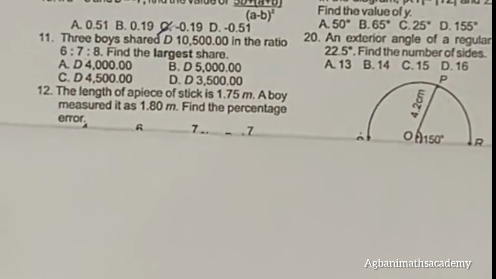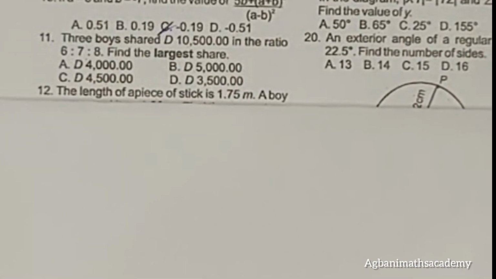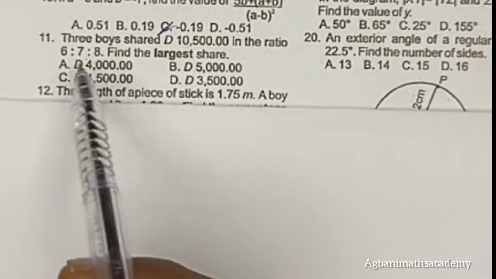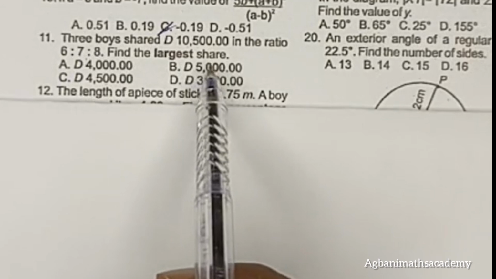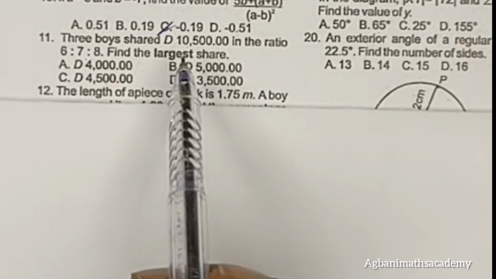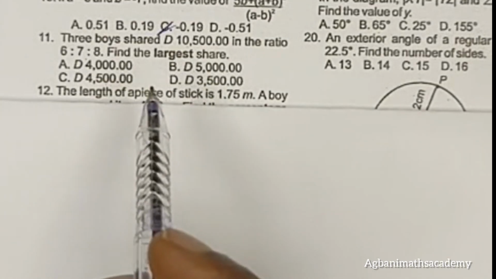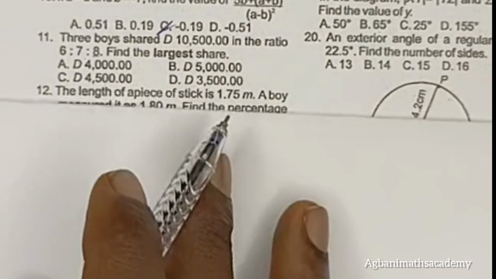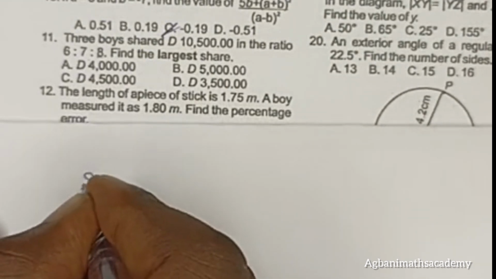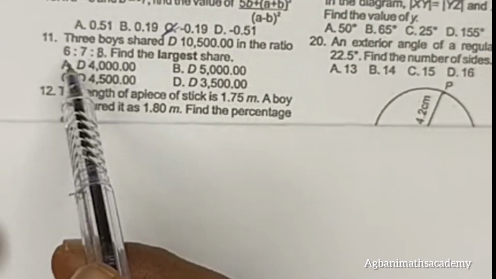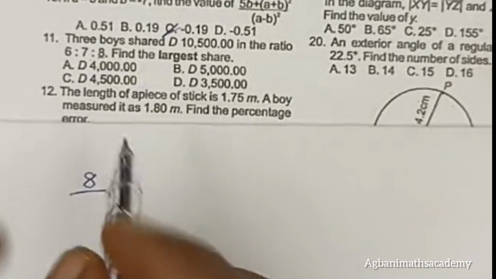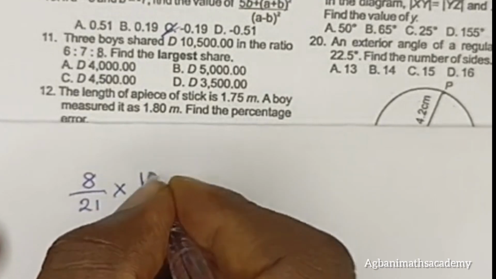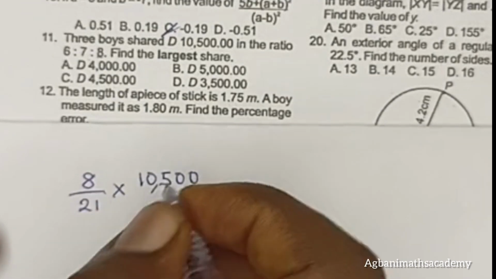Go to number 11. 3 boys share $10,500 in the ratio 6:7:8. Find the largest share. So the ratio tells us how they are sharing it, and we're expected to find the largest share. So the largest ratio here is 8. So that's what we're going to use to calculate. So to calculate that, the individual ratio divided by the total ratio. The total ratio is 6 plus 7 plus 8. That gives us 21. So 8 over 21 multiplied by the total sum that was shared, which is 10,500.